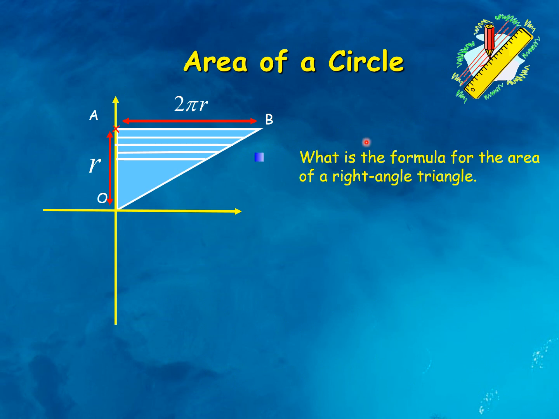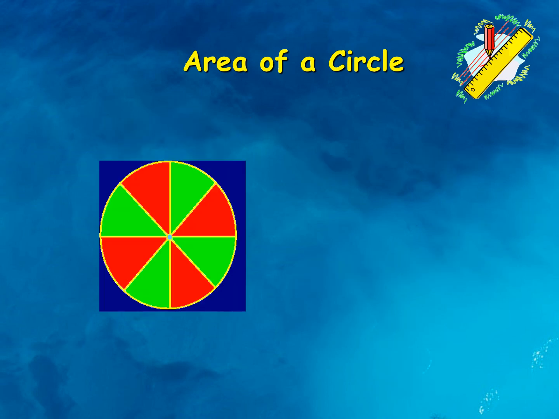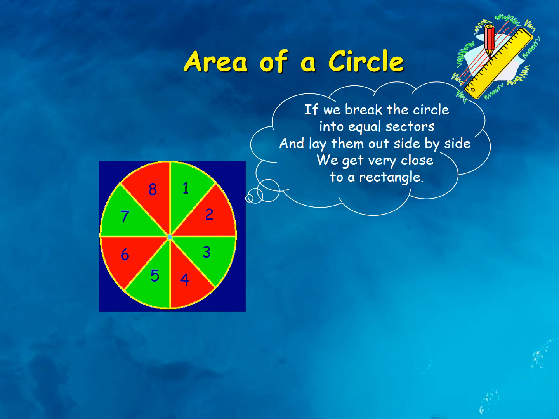Well, so what is the formula for the area of a right angle triangle? We know area equals half times base times height, half BH, right? Use this formula to work out the area of a circle. Area equals half times, here the base will be r and the height will be 2 pi r. Finally you'll get area equals pi r square. So this area will be equal to the area of the previous circle. So normally we can say the area of a circle, we'll use the formula pi r square.